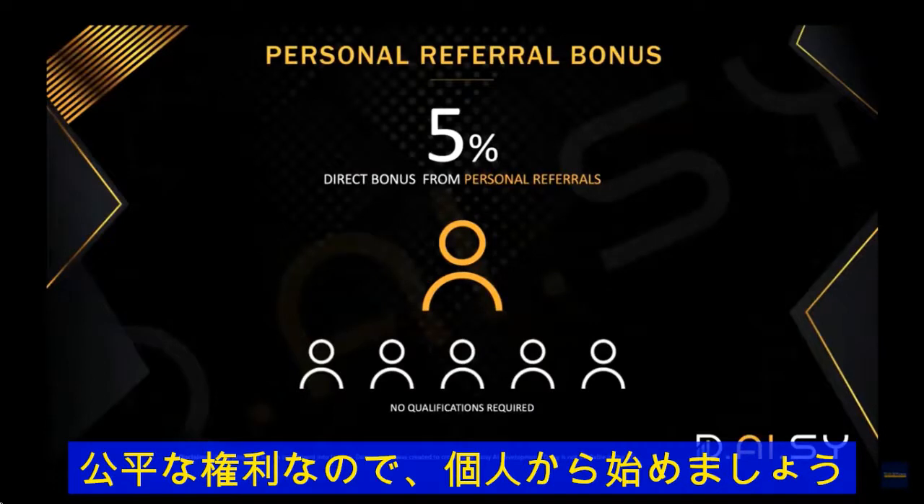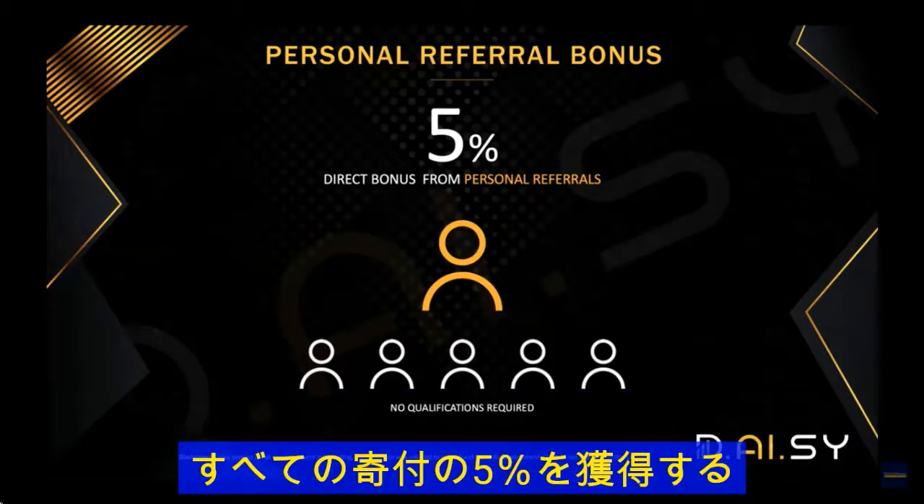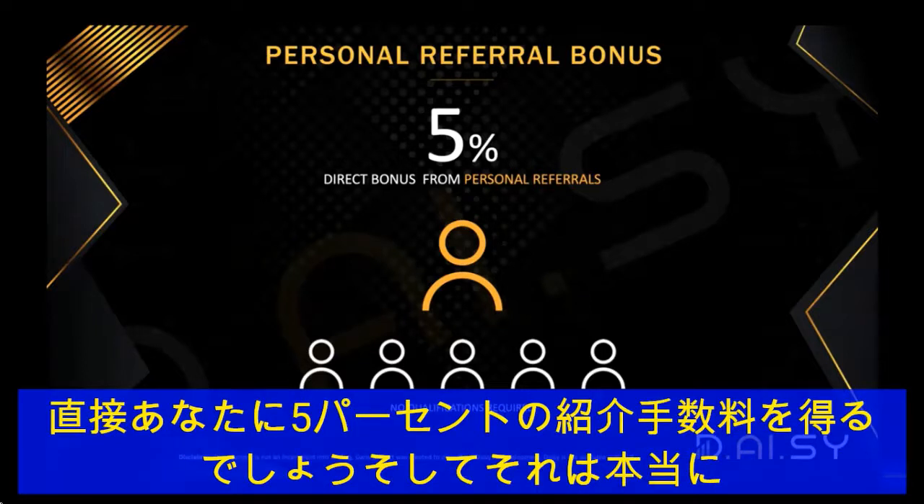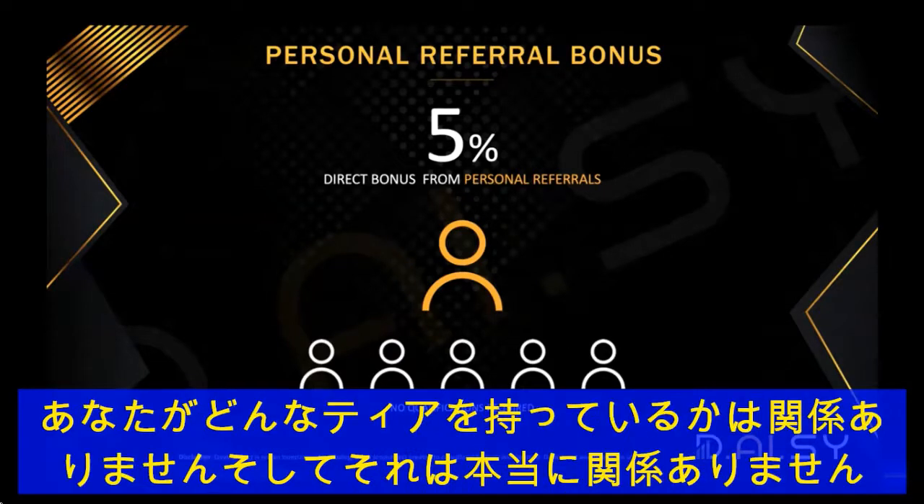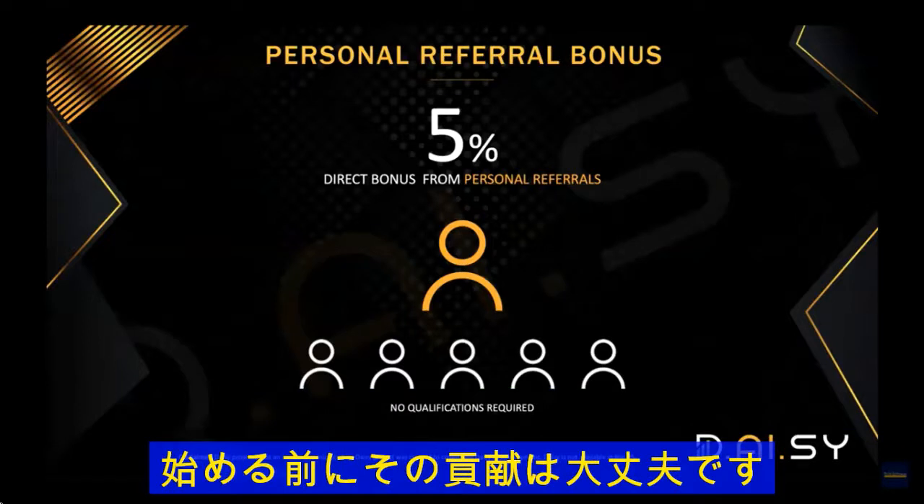So let me start with the personal referral bonus. No matter what tier you have, you will earn 5% of all contributions in your direct level, right? So all people you refer directly will get you 5% referral commissions. It really doesn't matter what tier you have, and it really doesn't matter what tier your direct referral has. You will always get 5% of that contribution. Okay.